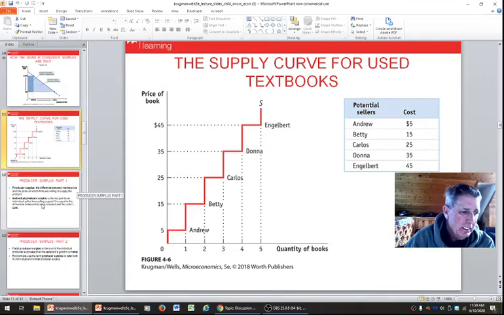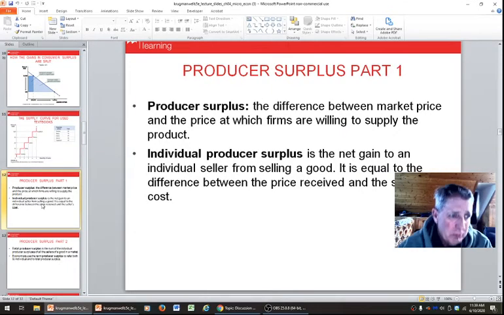So producer surplus is the difference between the market price and the price at which firms are willing to supply the product. You can see some products for which the producer surplus is outrageously high. And this gets into a moral question. How much is a good profit?